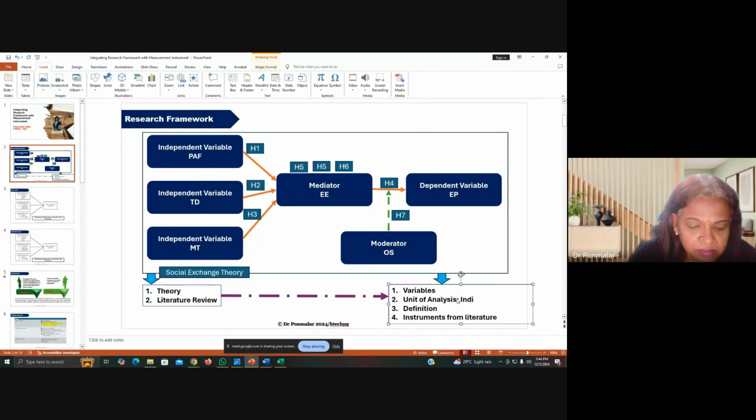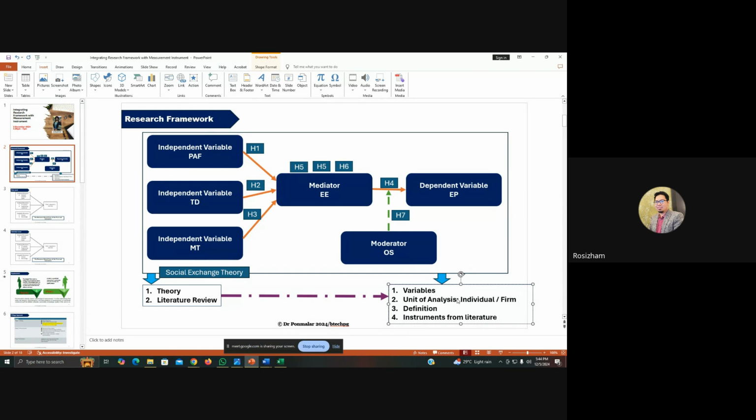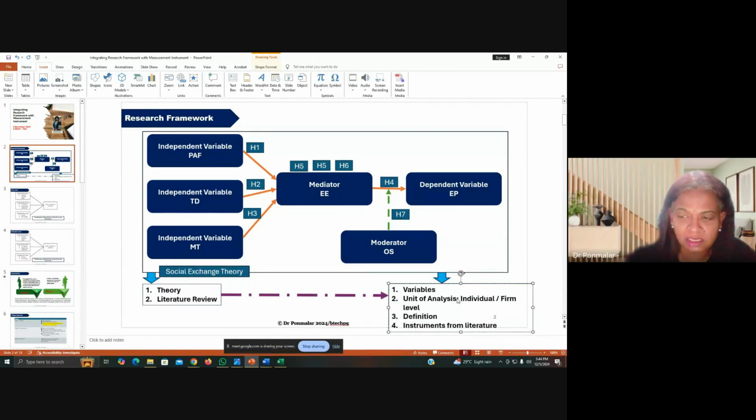Either individual or firm level. We have two: either individual or firm level. So what is individual or firm level? When you have a variable, do you want to measure the perception of the individual respondent, or the perception of the company towards that variable? Which one do you want to do? It's two different things, right?